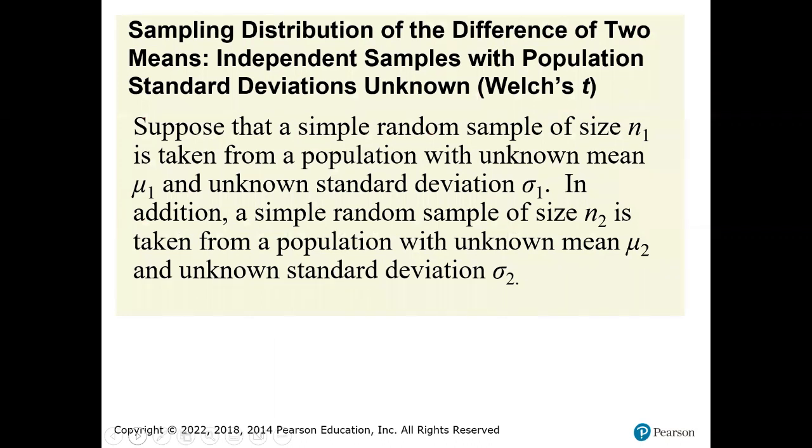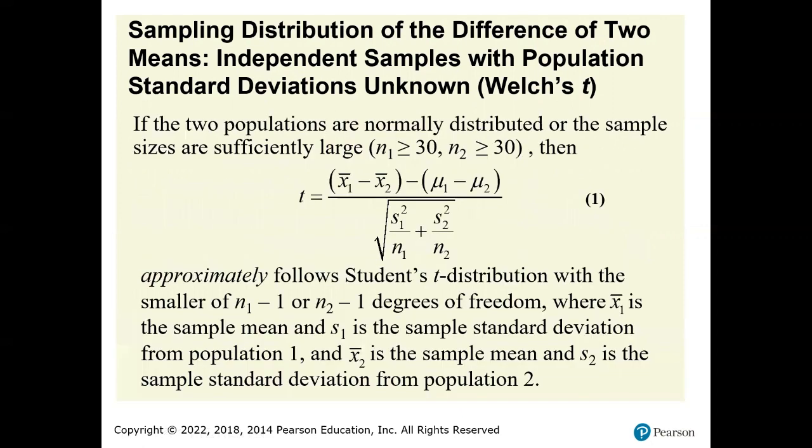Suppose that a simple random sample of size n1 is taken from a population with an unknown mean and an unknown standard deviation. And then we take a second random sample of size n2 with some unknown population mean and standard deviation. As long as the two populations are normally distributed or they have a large sample size, then we could use the t-distribution and, of course, get a t-value and use this lovely formula, which we're not going to use. Again, we'll use StatCrunch to give us the p-values because we like the p-value approach.